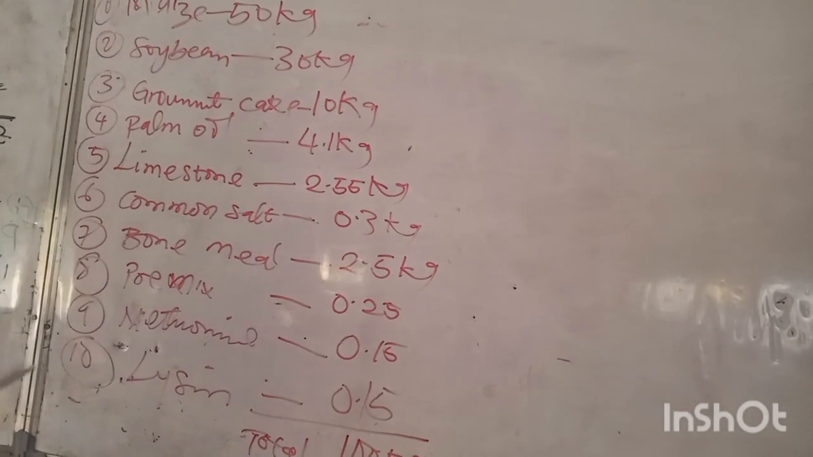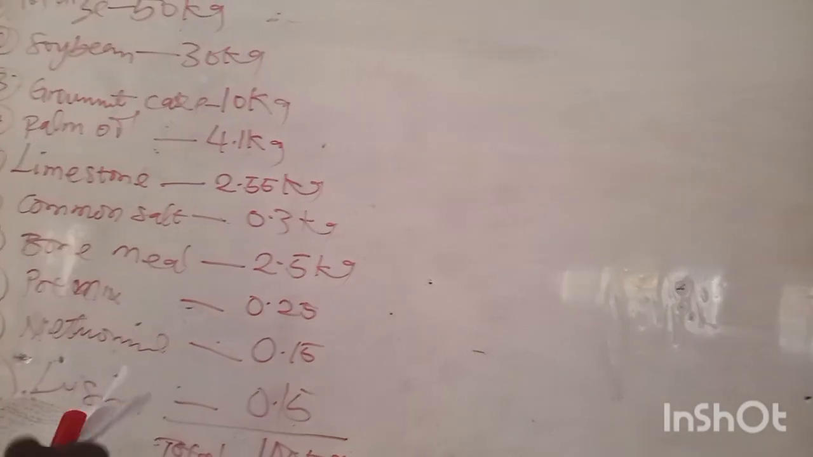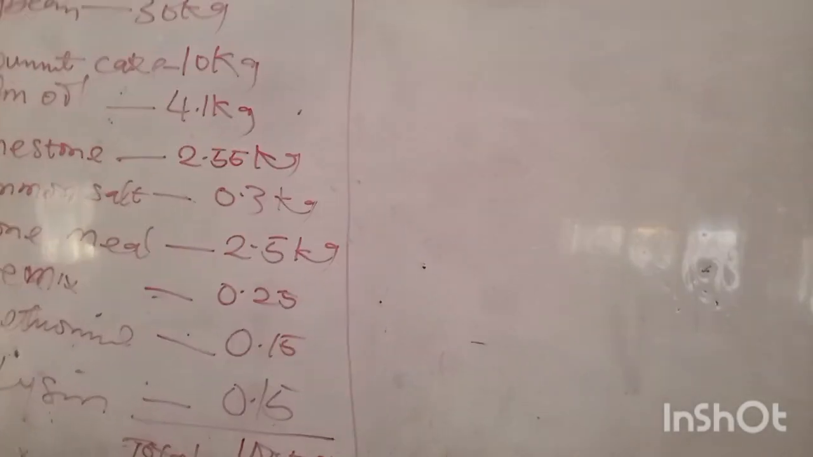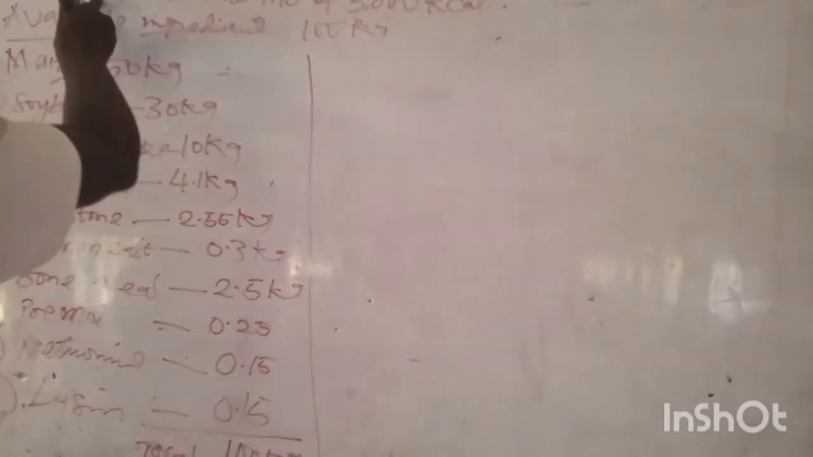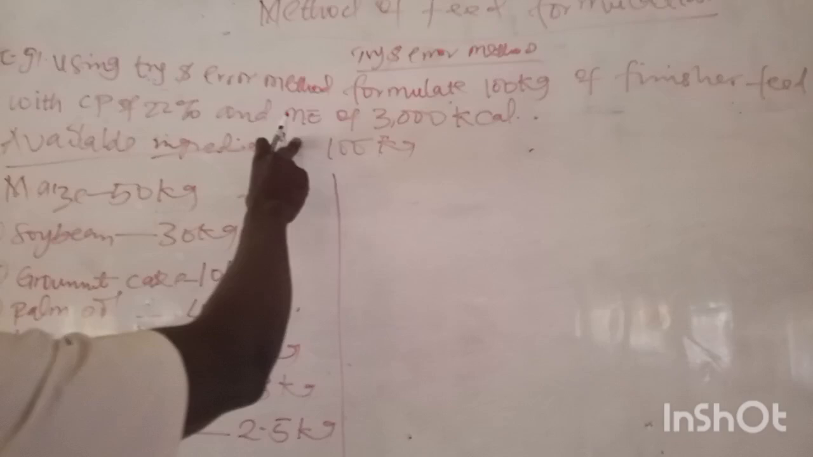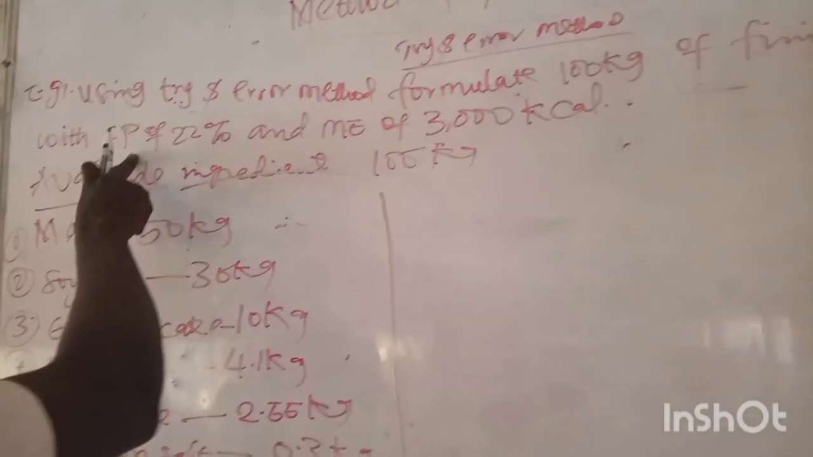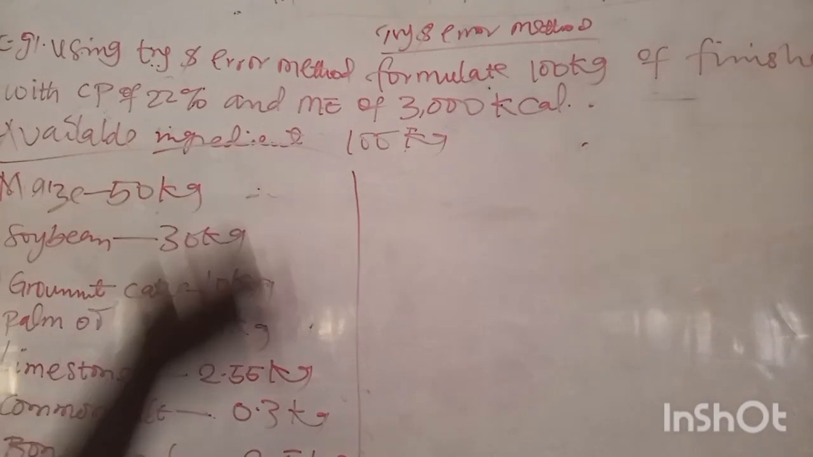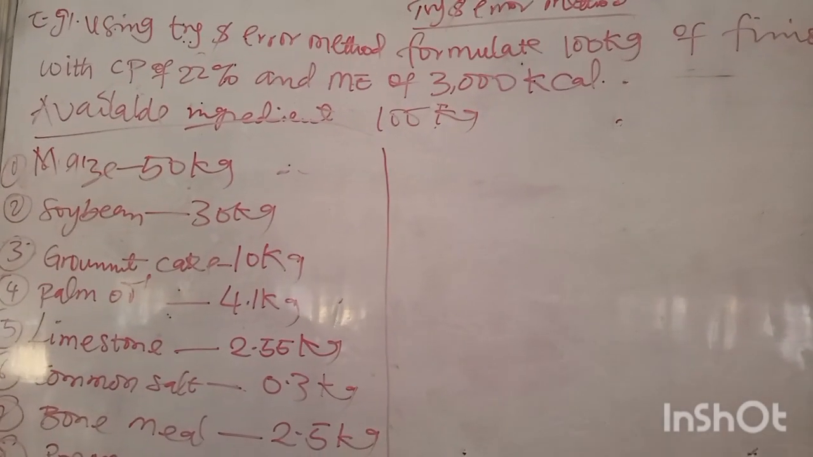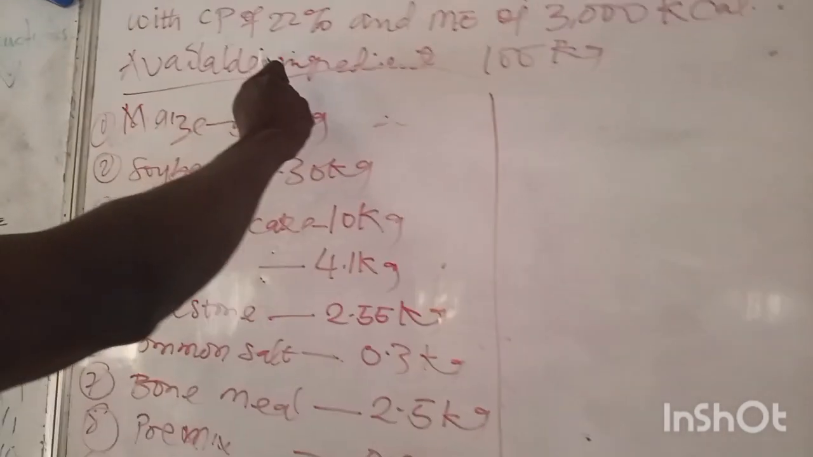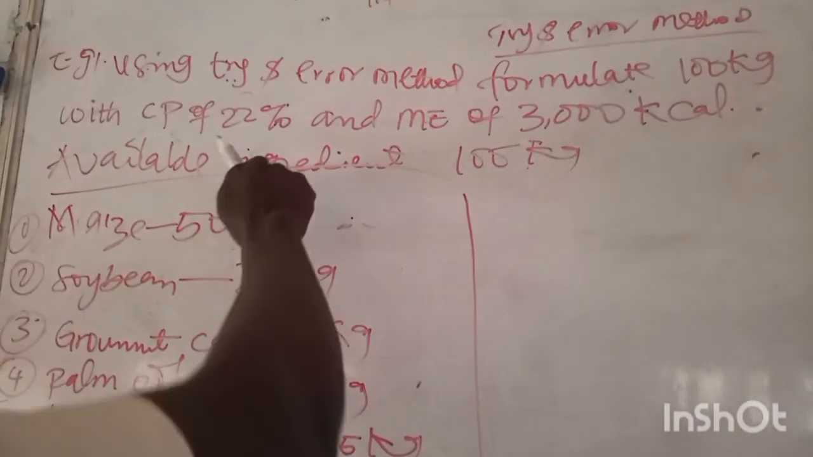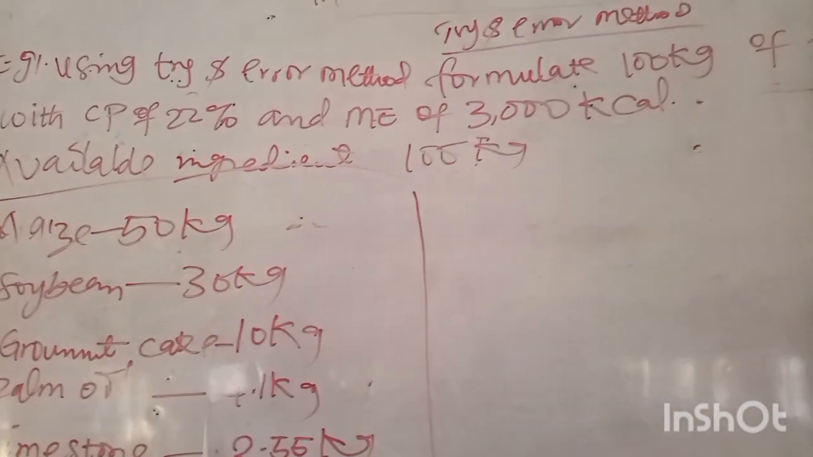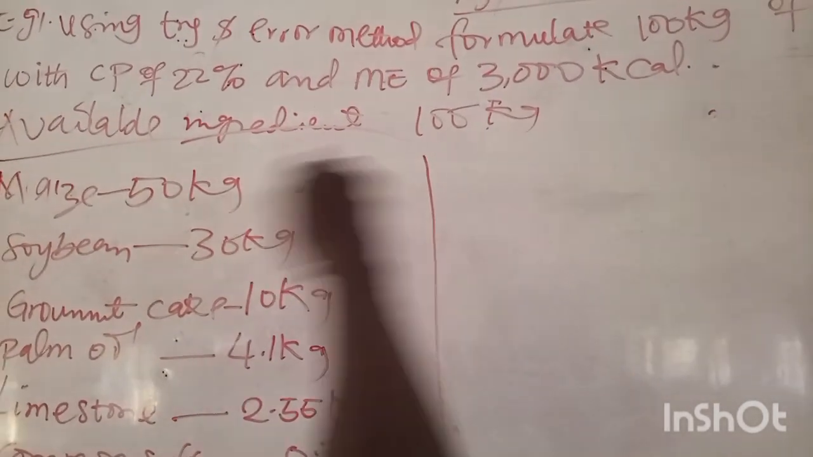Now, what we are going to do here is this. After you have gotten this, the next thing you are going to do is calculate the CP and the ME. That is the two things that are available here. Calculate the CP and the ME of this particular feed that you have already formulated. Now, you are going to be confirming whether the CP of your feed is 22 and the ME of your feed is 3000.